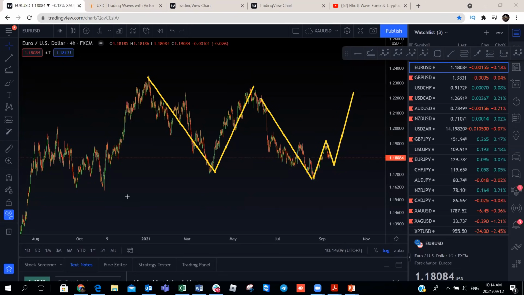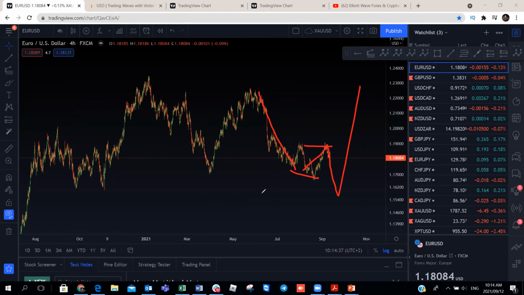So the structure here is a WXY corrective structure in the higher degree, where we will now expect this to continue to push to the upside. But the question is whether this is done. The move to the downside is done, and we are ready to reverse here. But what you'll find mostly is that you may find that we still have one more down. If we get one more down, it still does not change the structure. We can make an adjustment simply, and this will mean that this is actually a wave 4 coming down here on this one for a push to the upside.